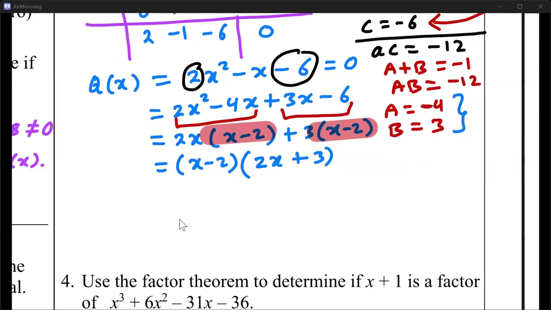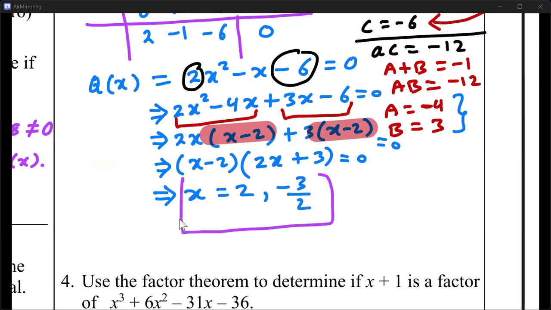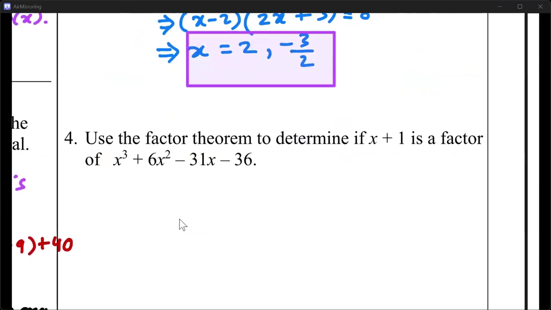Now what we are saying, I should have written implies. This equal to 0. x minus 2 times 2x plus 3 equal to 0. That gives you x equals 2 and minus 3 over 2. You can say that, 2x plus 3 equals 0, you get x equals minus 3 over 2. Those are your other zeros.